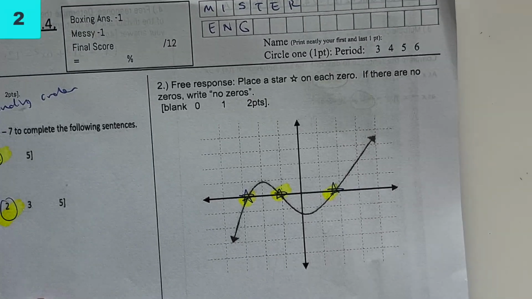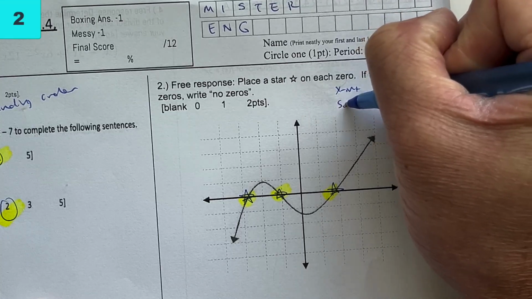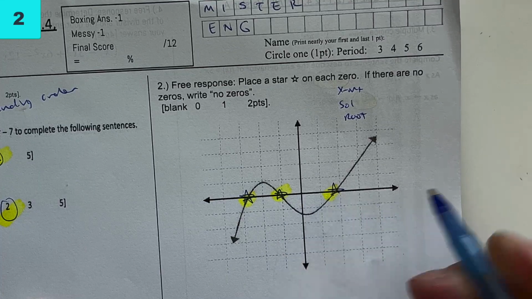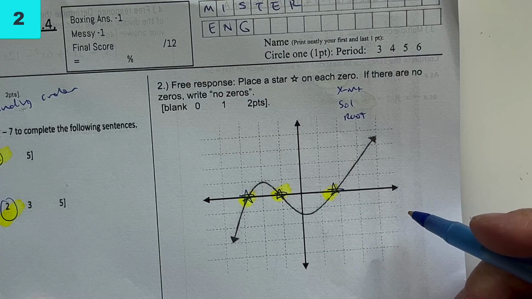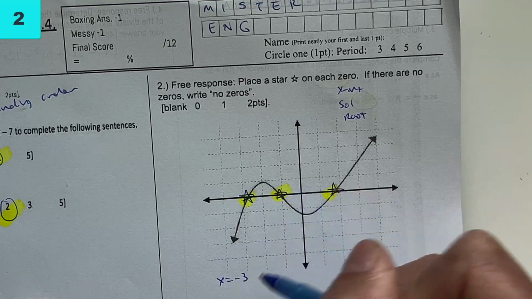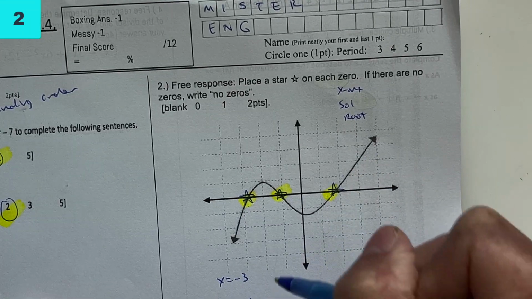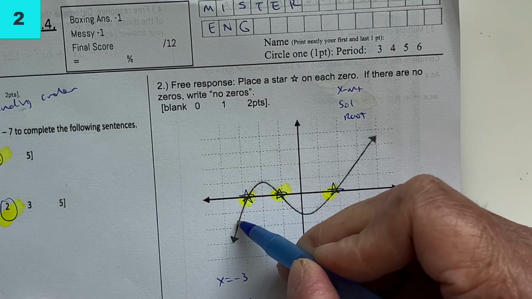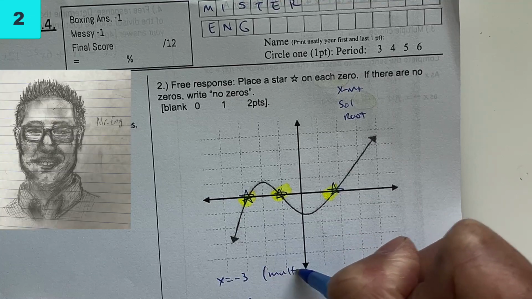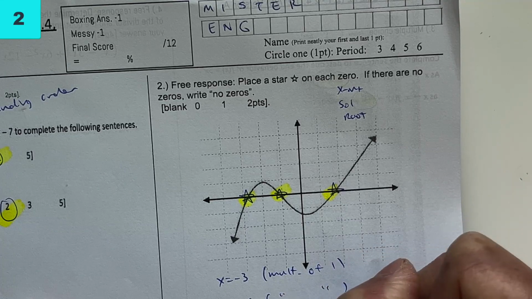Okay, question number 2. The 0 is the same thing as an x-intercept, a solution, or a root, okay? So I have 3 stars there, and this one will be 1, 2, 3, so x equals -3, x equals -1, and I don't know, close to x equals 2. And I want you to notice they're shooting through. They're going through there. They're passing through. And we call that a multiplicity of 1. All of those have a multiplicity of 1, okay?